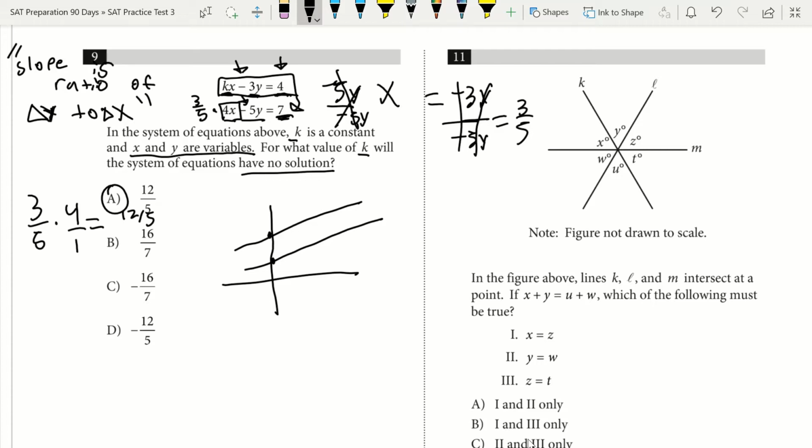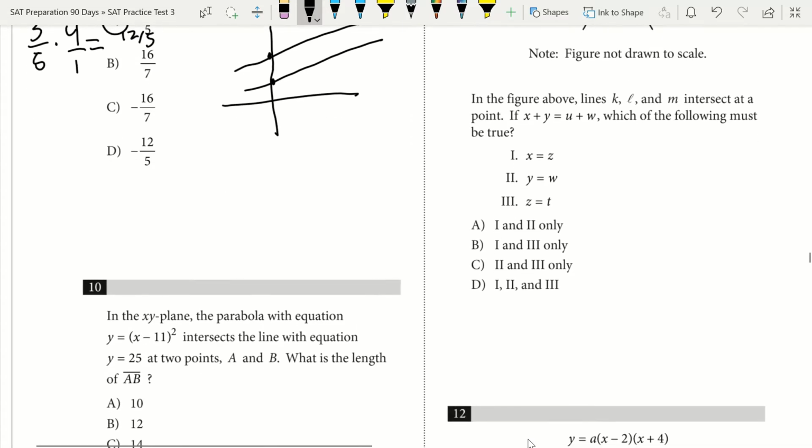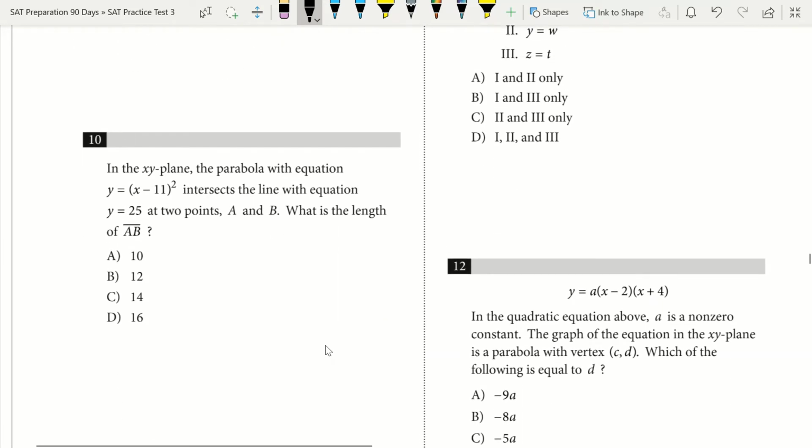All right, moving on to question 10. Question 10. In the xy plane, the parabola with equation y equals (x minus 11) squared intersects the line with equation y equals 25 at 2 points A and B. What is the length of A to B?